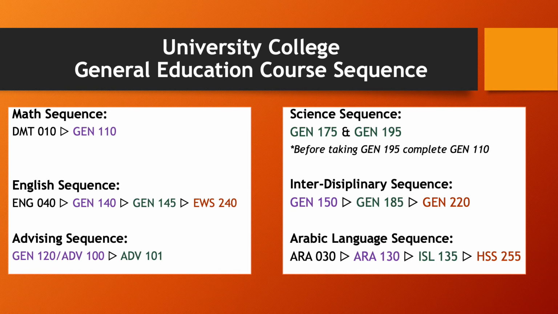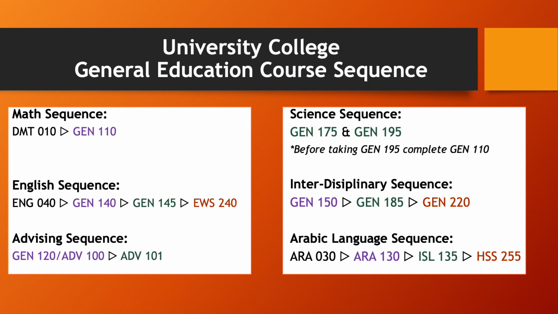Other courses that are going to come up will include science, interdisciplinary, and Arabic language courses. For science courses, your second semester, you will ideally be taking Gen 175 IT and Gen 195 Living Science. Please note you should take 195 after you have completed Gen 110 ideally. In interdisciplinary sciences, you will take Gen 150 or Happiness your first semester. Your second semester, you will take Methods of Research. And the third semester, you would take Innovation.